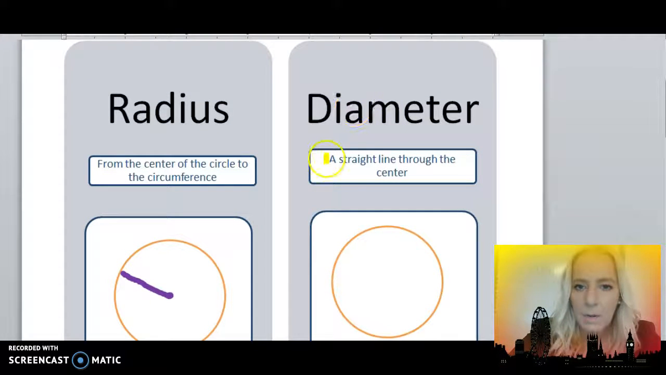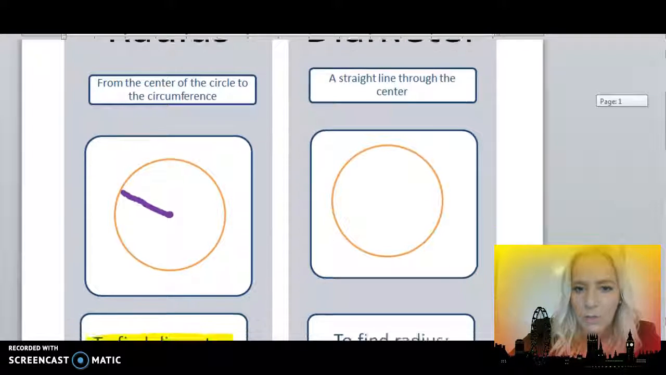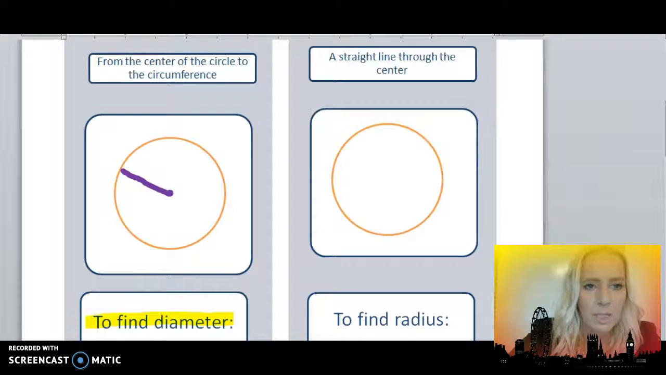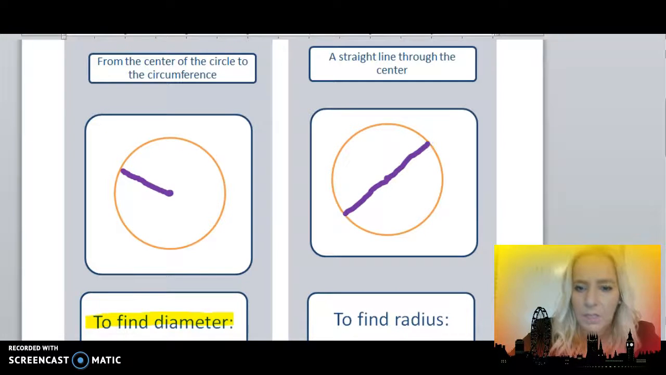So diameter is a straight line through the center of a circle. So to the best of our abilities, we're going to draw a line through the center of the circle. And there's your diameter.